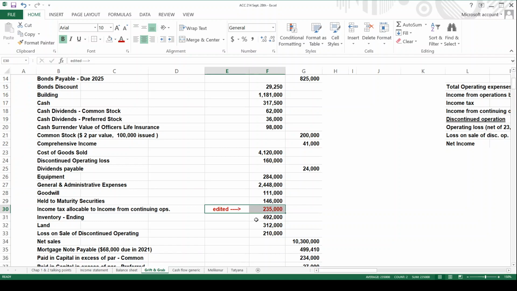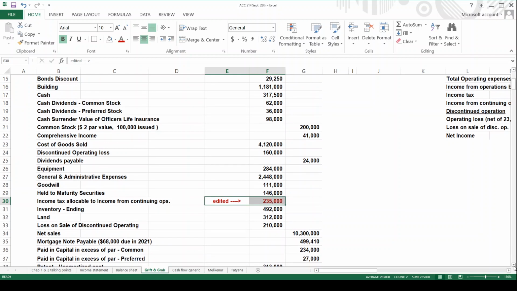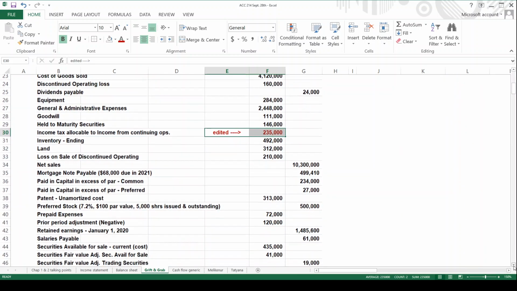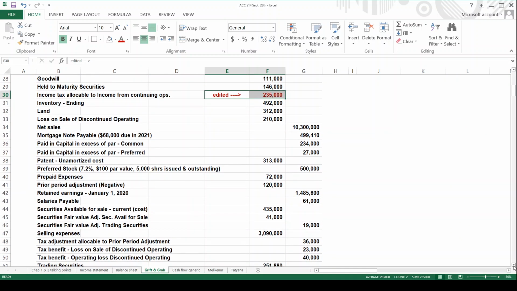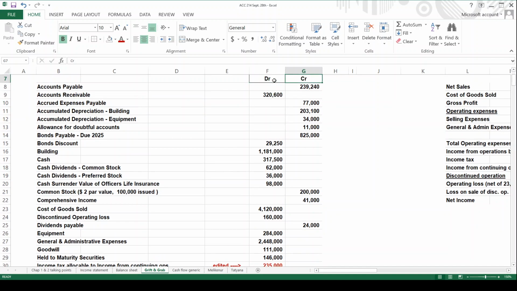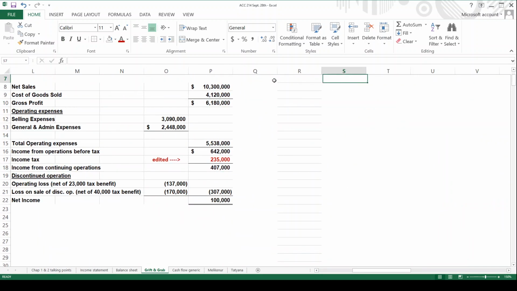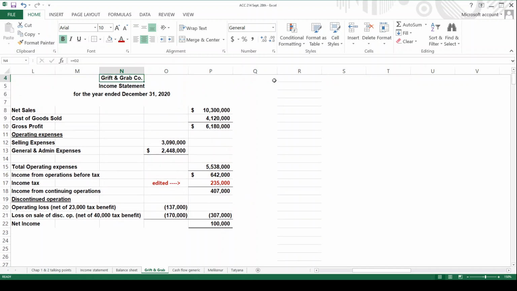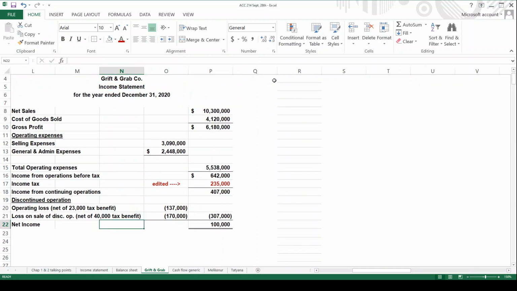All right, now a little other administrative activity. This was edited. Apparently, the version of this that went out failed to include a final correction, shall I say, or change. So anyway, your income tax allocable to income from operations on Grift and Grab should be $235,000. And just to show you that I'm not as bad as everybody says I am, I put together a little income statement here. The final Jeopardy answer is $100,000.